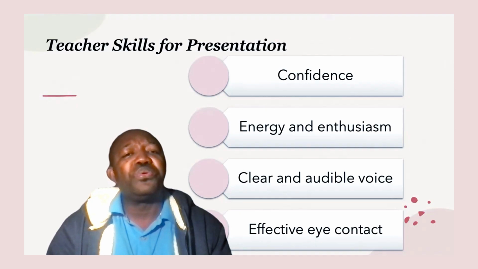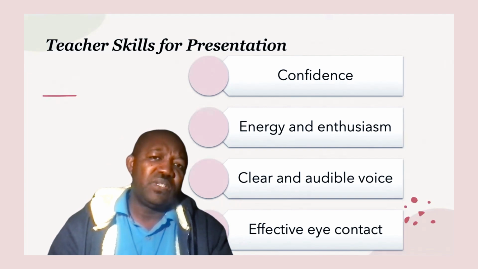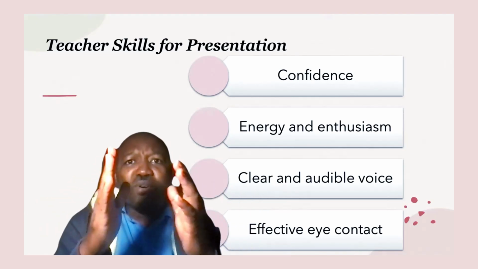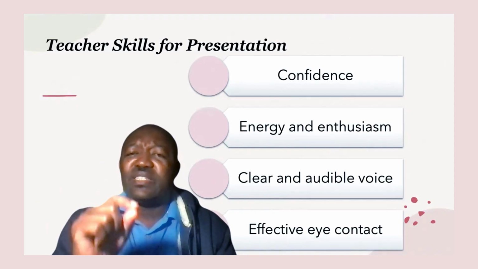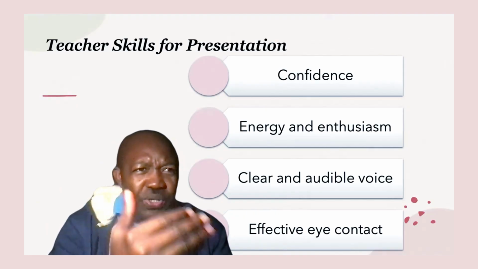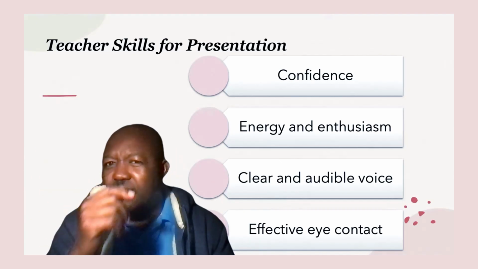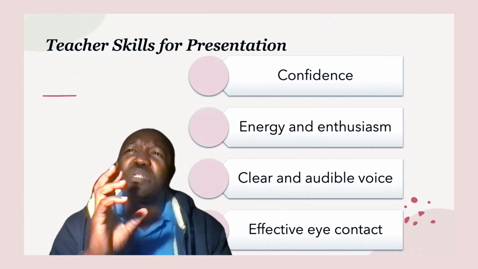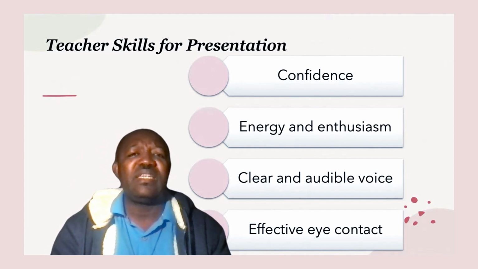We should also make sure we have effective eye contact. When we are looking at where we don't focus on the children, let them feel that the teacher is talking to me, the teacher is engaging me, is communicating with me. Sometimes we go near the person and speak to them. Let us try as much as possible to build eye contact. Speak with eye contact.